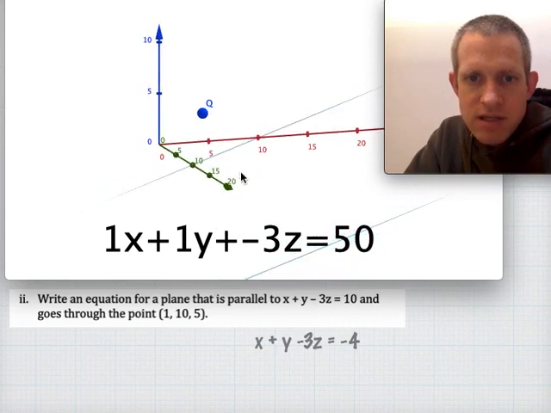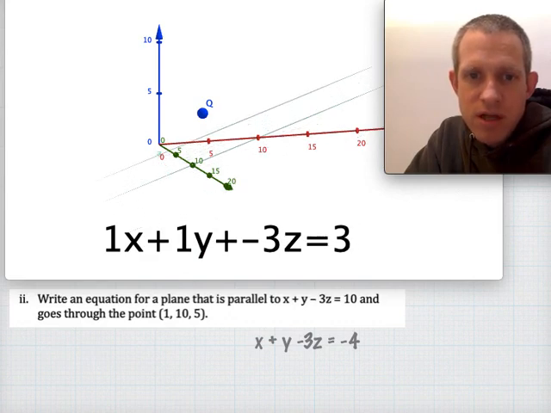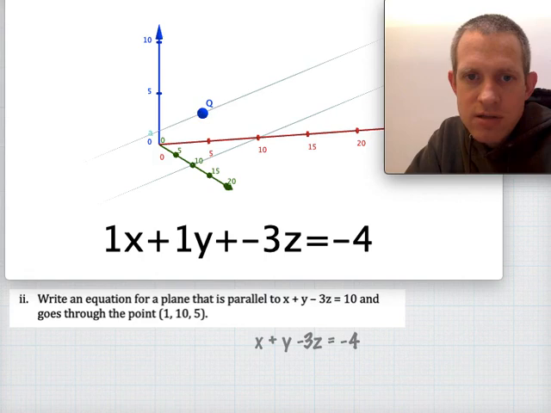And to get it to go through point Q over there, which is 1, 10, 5, I needed to have the orientation be, or the D value be a different number. And so we said that needed to be negative 4, and that looks about right.